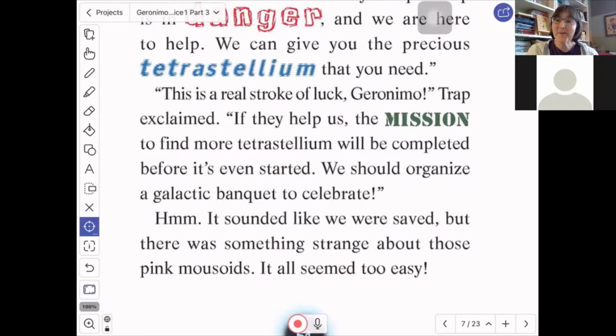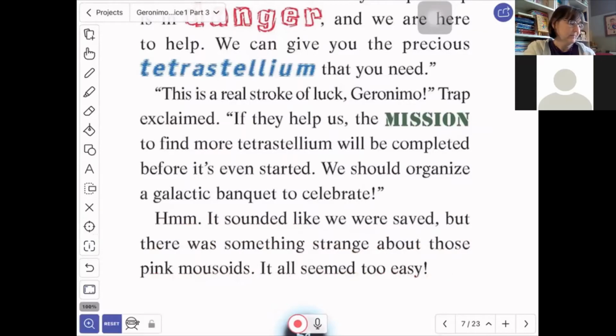It seems like it happened so quickly. They barely, just that morning, they were starting out on their mission. It's only lunchtime. Their lunch got interrupted and mission accomplished. That seems awfully strange, doesn't it? It sounded like we were saved, but there was something strange about those pink mousoids. It all seemed too easy.